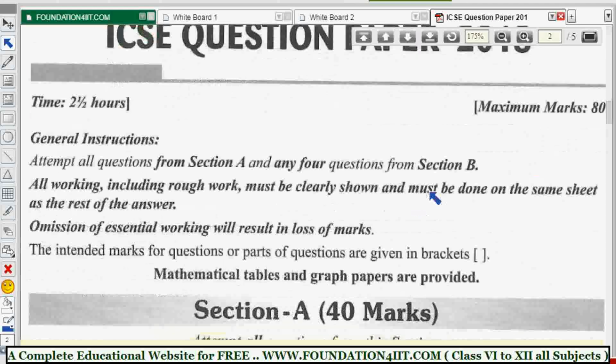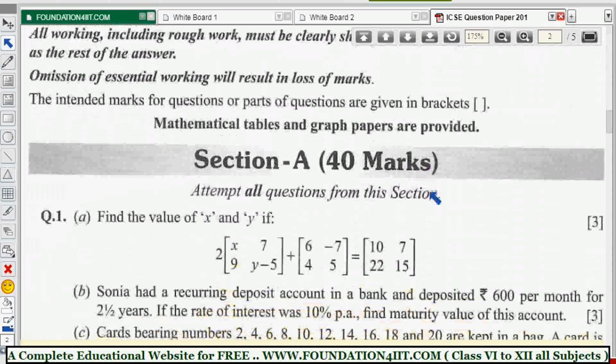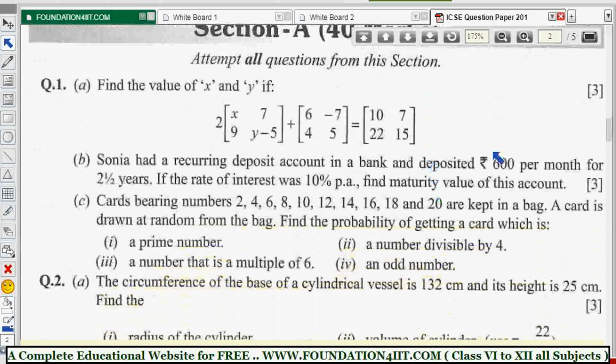ICSE question paper 2018. The exam was conducted in the month of March. So topic wise, each and every question we will see now. First one, question number 1. You have 11 questions in this. Section A is 4 and section B is 7, you know that. So you need to attempt all the questions. First one, find the value of x and y. 2 into matrix [x 7; 9 y minus 5] plus matrix [6 minus 7; 4 5] is equal to matrix [10 7; 22 15]. If it is given, you need to find out the value of x and y.